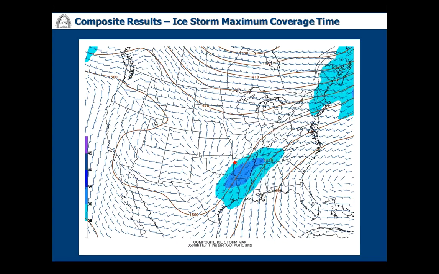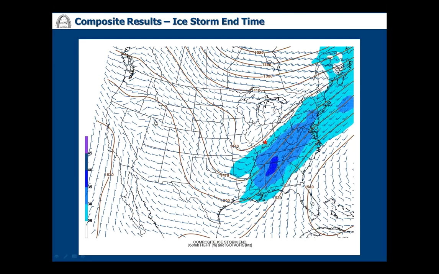At maximum coverage time, the trough has maybe moved off to the east, and you can see that the low-level jet has intensified and increased in coverage. We're looking at maybe a 25 to 30 knot low-level jet basically over the southern southeast part of the domain there, but stretching into some of the areas of interest that we'll see.